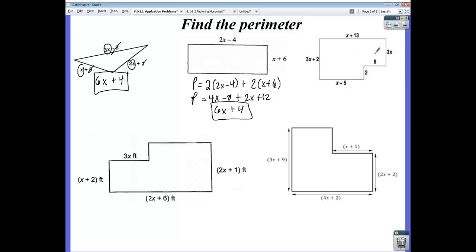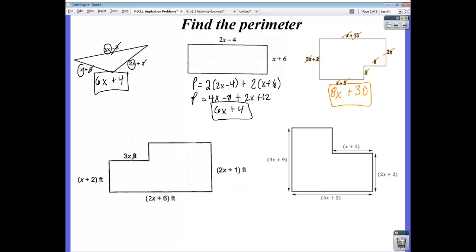All right, so now find the perimeter of this complex, or, what's the other word we use? I want to say concave, but that's really not the word. Composite shape. All right, so we have all the sides, so now we just add up all the sides. Let's pick another color, orange for the Hawks. X plus 3x is 4x, plus x is 5x, plus 3 is 8x. 13 plus 8 is 21, plus 2 is 23, plus 5 is 28, plus 2 is 30. So what is the perimeter? 8x plus 30.